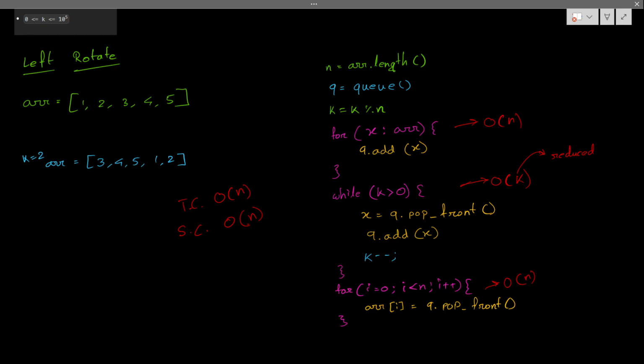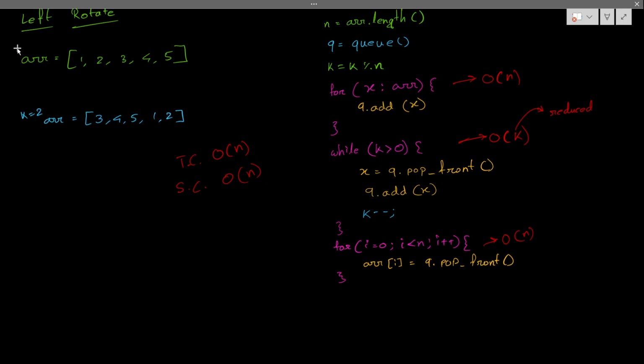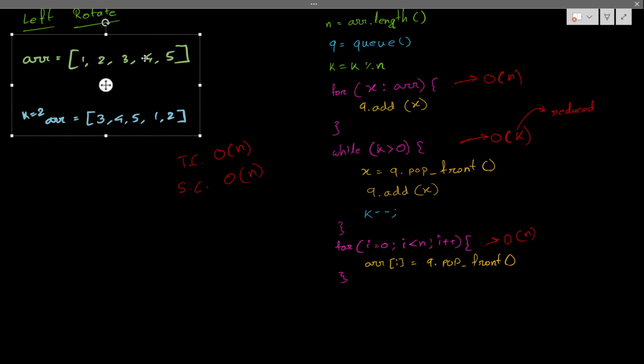Can I do it any other way without taking any extra data structure, like the queue, or can I minimize this in some way? Okay, let's see another way. Let's take approach 2.